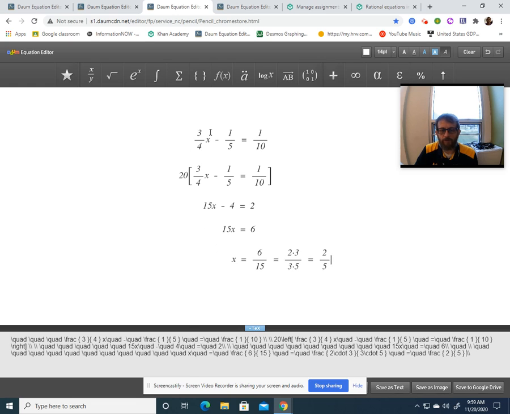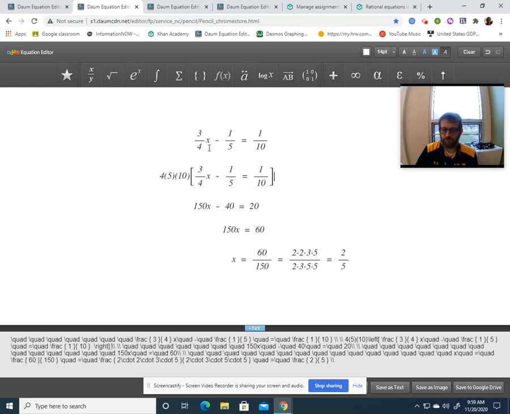So what I want to do is solve this problem right here: 3/4 x minus 1/5 equals 1/10. Now, I'm going to give you a technique. I know so many of you think fractions are scary and difficult, and you don't understand how to deal with them. So I'm going to go through how to solve this. And really what you want to do is multiply by what's called the common denominator.